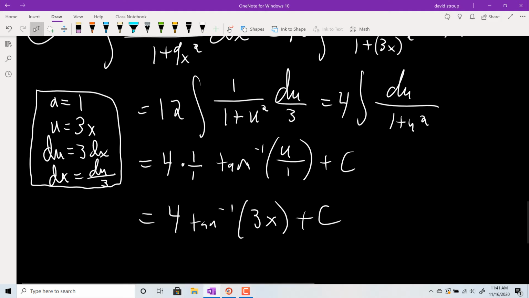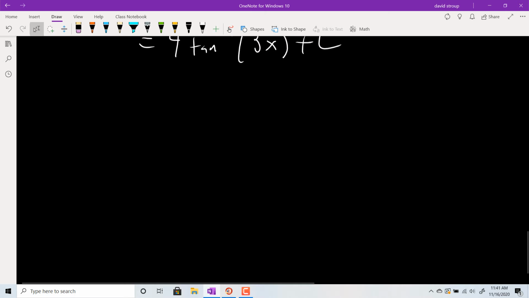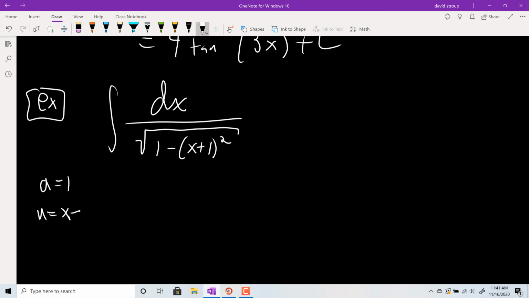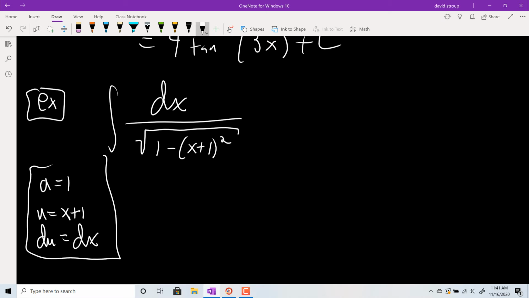Okay, let's move on. In this example, we have a binomial in the place of our usual u variable. So here we go: 1 minus x plus 1 squared. This is the arc sine form. It's the only one with a radical, and you have 1 minus some variable expression squared. The a value is clearly 1 in this case. It's just the u that is a bit different. It's x plus 1. The du is just dx, so no issues there.